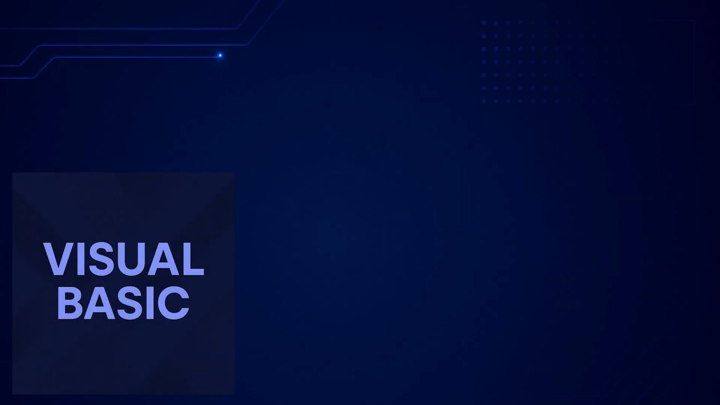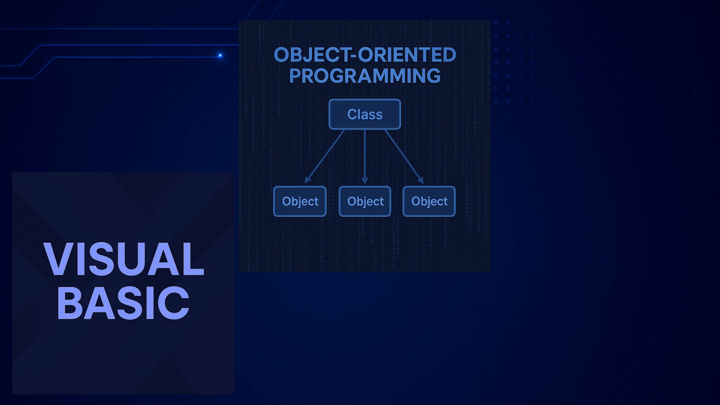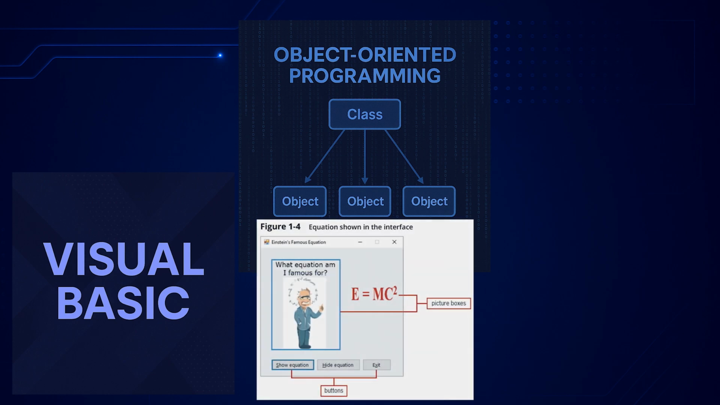Now let's look at the language we'll be working with, Visual Basic. Visual Basic is what we call an Object-Oriented Programming Language, or OOP for short. That basically means we build programs using objects, things like buttons, checkboxes, or list boxes. If you've ever clicked a button in a Windows app, you've interacted with an object.